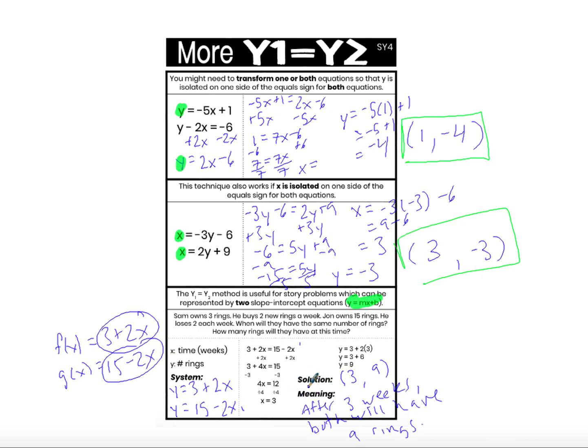So here's the mathematical solution. Here is the meaning in terms of the context, which is at only this point in time, after 3 weeks, both have 9 rings.